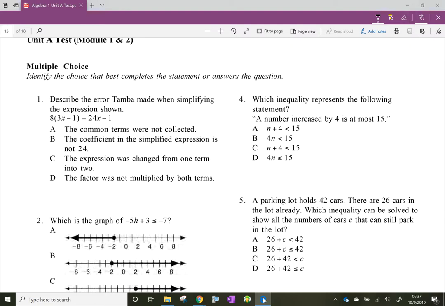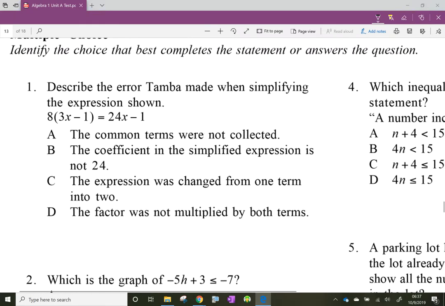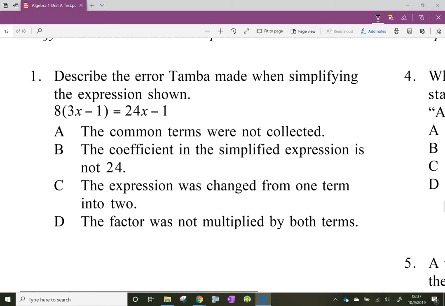So how this is played out. Ooh, I can't zoom in like that, can I? Okay, yes I can. All right. So what this is saying is Tamba simplified this left side into this right side. So she's saying that these two things are equal to each other.